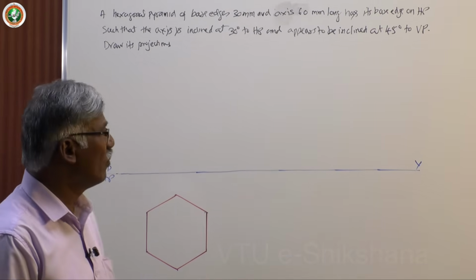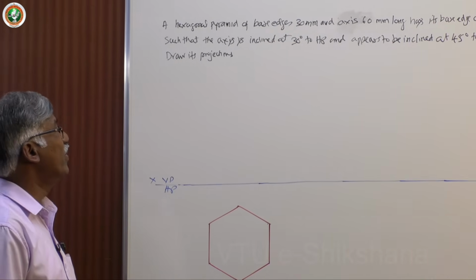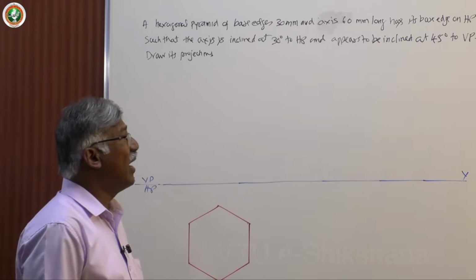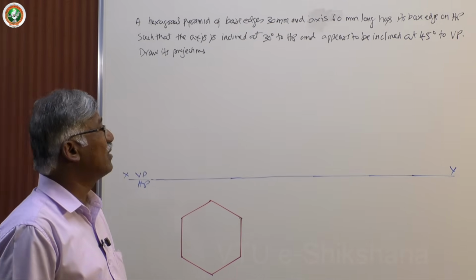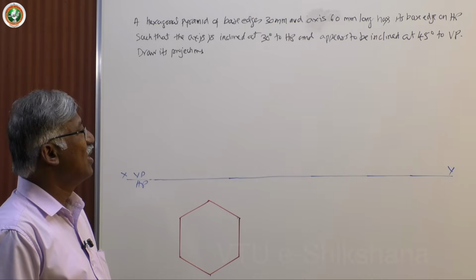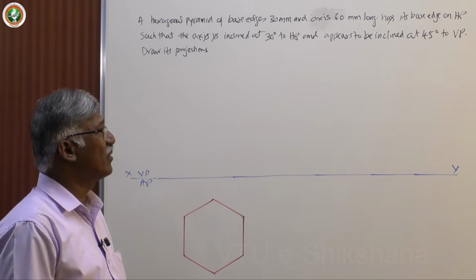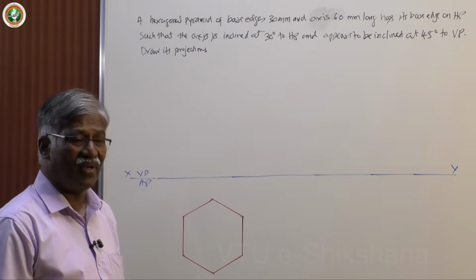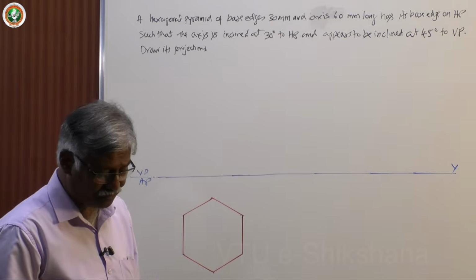Now we will take one problem on a hexagonal pyramid of base edges 30 mm and axis 60 mm long, that has its base edge on HP such that the axis is inclined at 30 degrees to HP and appears to be inclined at 45 degrees to VP. Just for a change I have given it this way, otherwise I would have taken it inclined at 45 degrees to VP. We will discuss that also. Now we will take a model.